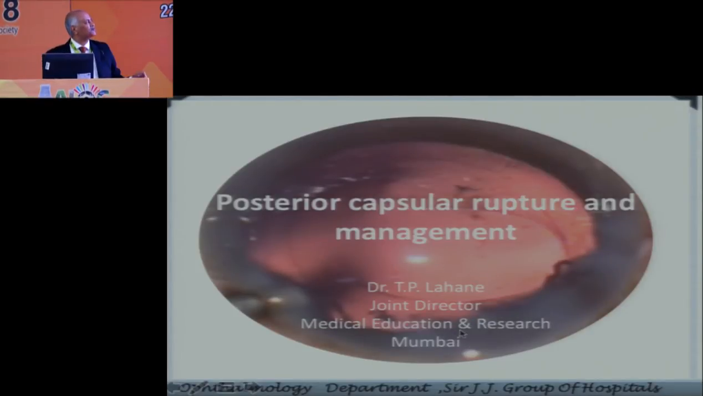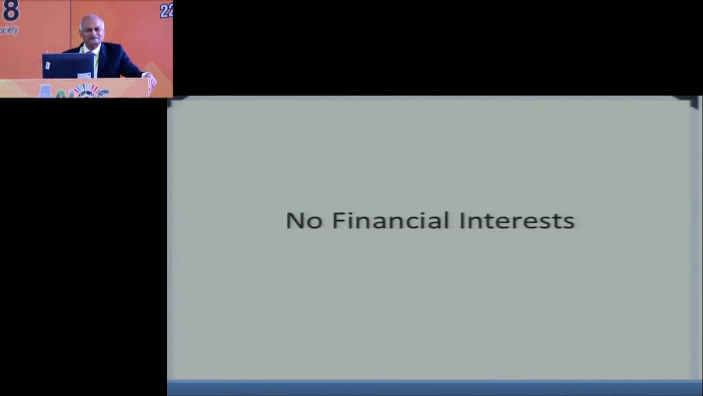Now see the posterior capsular rupture managed by the anterior segment surgeon. I always say that if there is no posterior capsular rupture, then our colleague will not get the food. So there should be posterior capsular rupture in our surgery, so that we can feed the retinal surgeons, because we are the cataract surgeon, and we must be sympathetic towards all the peripheral surgeons in ophthalmology. Now there is no financial interest.